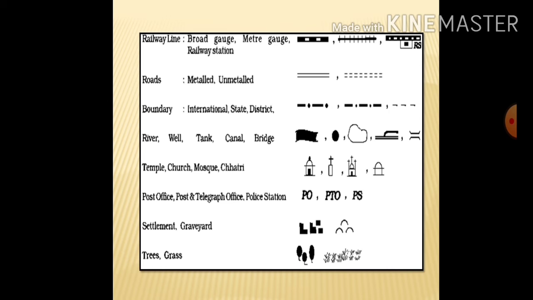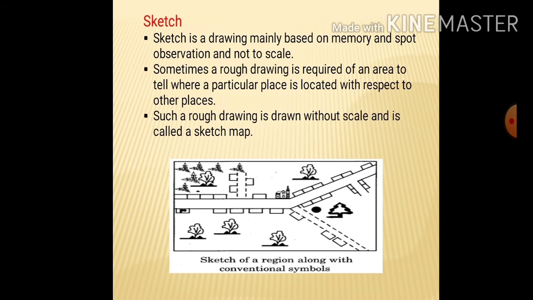Post office, post and telegraph office, police station: for these places there is no symbol, but short forms of their names are used. For post office, PO; post and telegraph office, PTO; and police station, PS abbreviations are used. For settlement and graveyard, other symbols are used. Through these we can understand which place is there on the map. For trees and grass, different symbols are used.